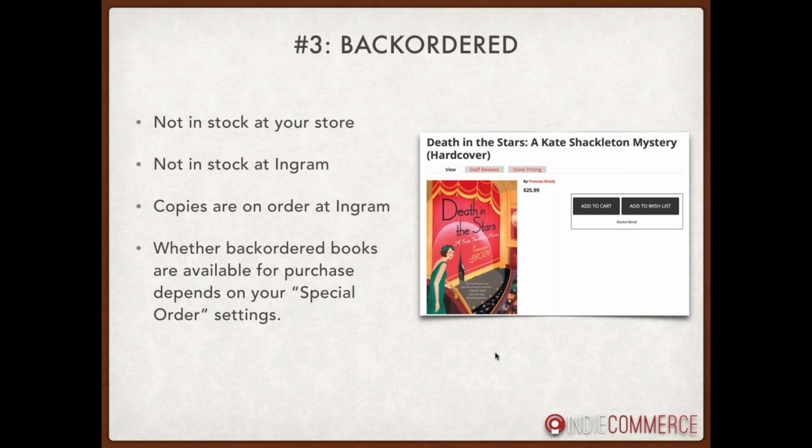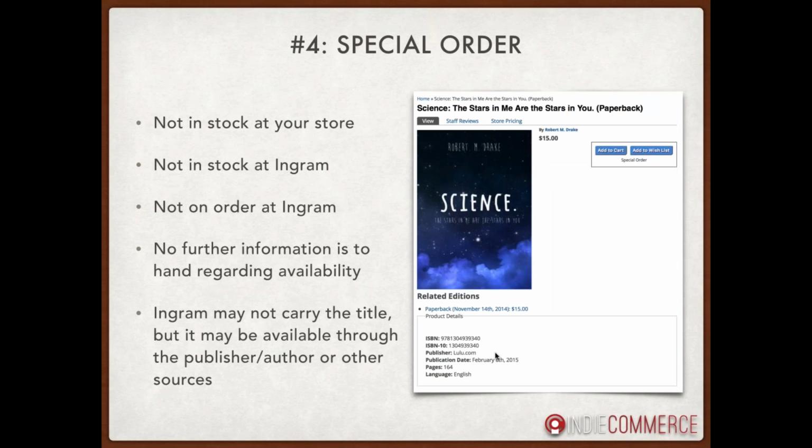Number three, the next status down is what we call back ordered. So these would be books that are not in stock at your store, and they are not currently in stock at any of Ingram's warehouses, but they are on order at Ingram. So in many cases, this would include popular books where the publisher just didn't quite print enough to meet demand at the time. So if a publisher has run out of copies but is printing more, that would be a common reason why it would appear in this status.